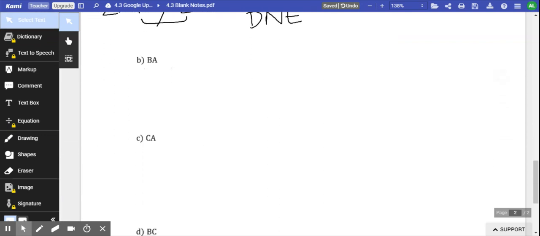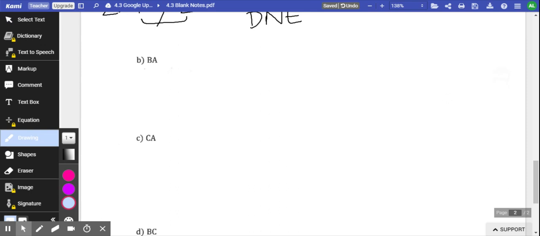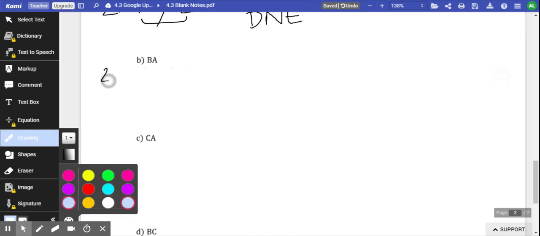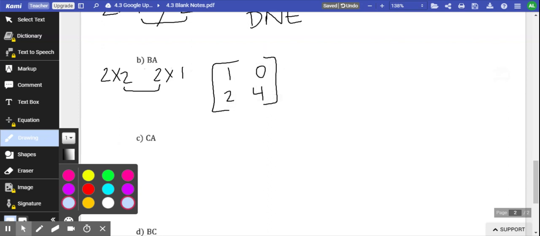All right, so now we want B times A. Well, B is a 2 by 2, and A is a 2 by 1. So I can do that. We're good to go there. Well, what is matrix B? Matrix B is 1, 0, 2, 4. And matrix A is -1 and 2.